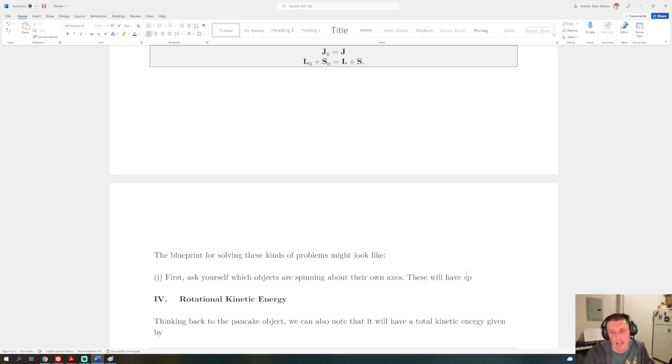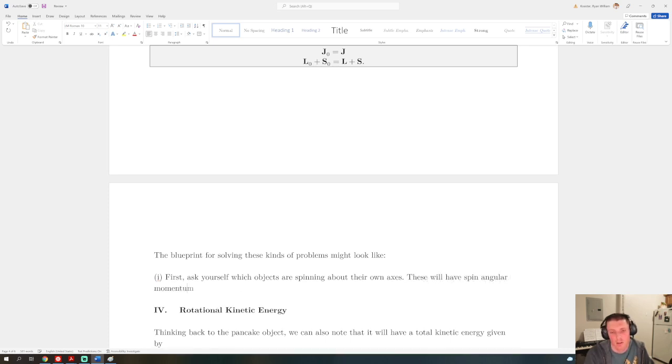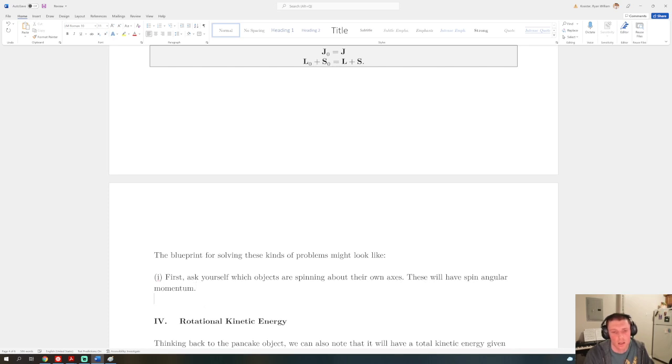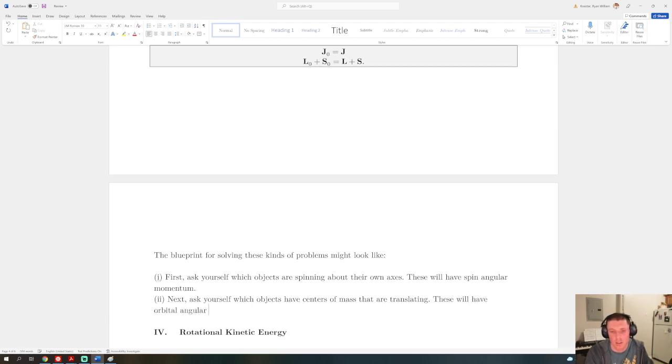These will have spin angular momentum. And then let's say next, ask yourself which objects have centers of mass that are translating. We just mean, by translating, we just mean moving through space. I don't mean like outer space, I just mean like, say in the XY plane. So ask yourself which objects have centers of mass that are translating. These will have orbital angular momentum.